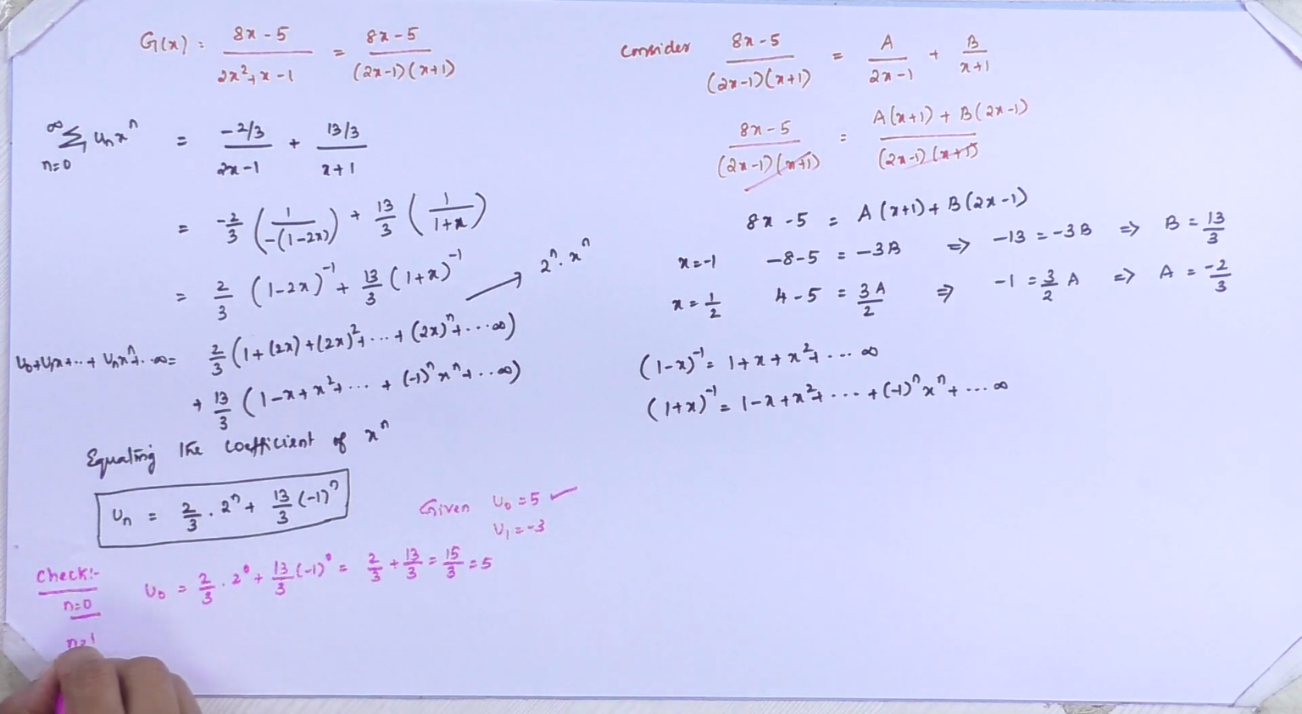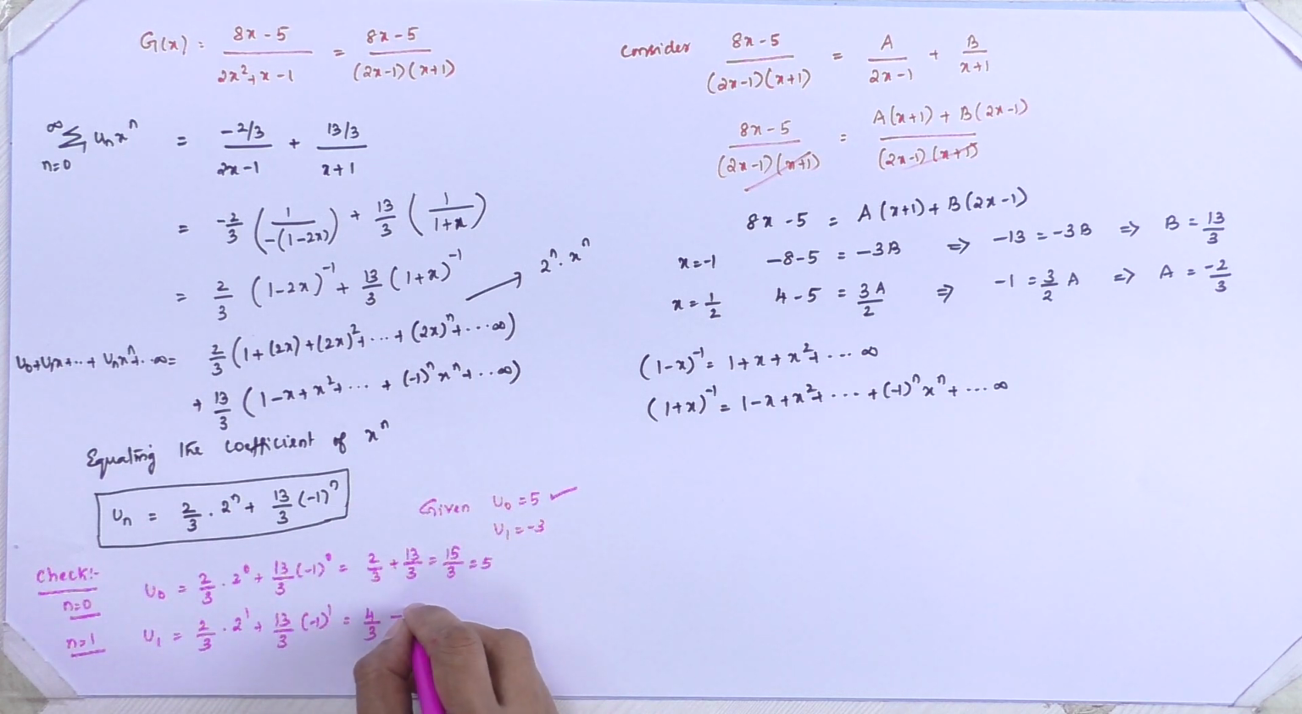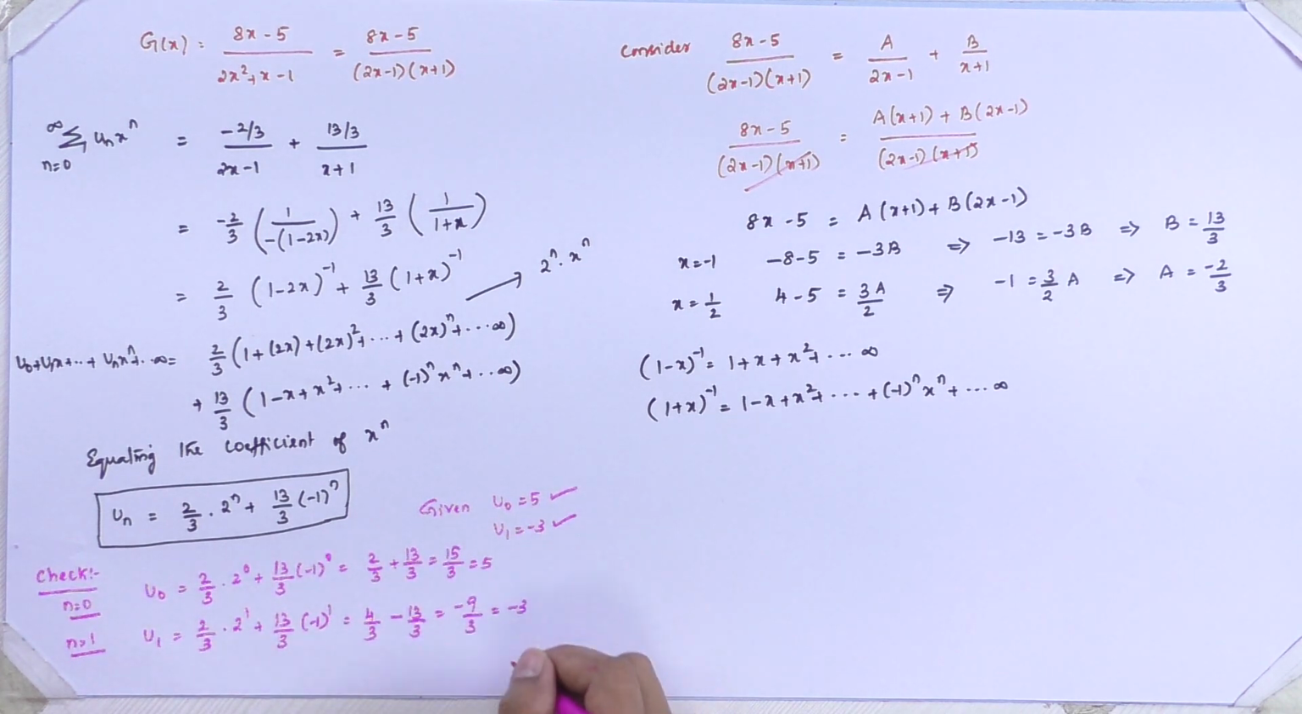And next n is equal to 1. u1 is equal to 2 by 3 into 2 raised to 1 plus 13 by 3 into minus 1 power 1, which is 2 power 2, so it is 4 by 3, and minus 13 by 3, which is minus 9 by 3, which is minus 3. That also I am able to get.